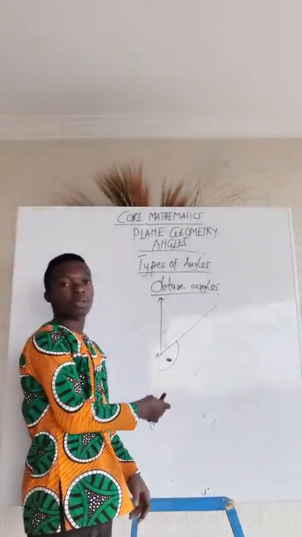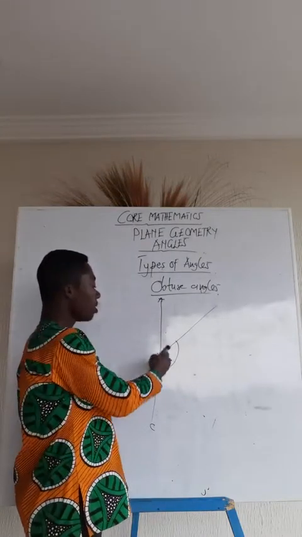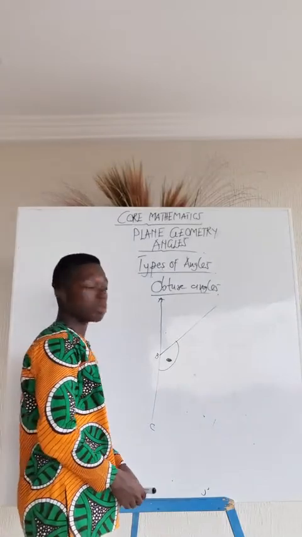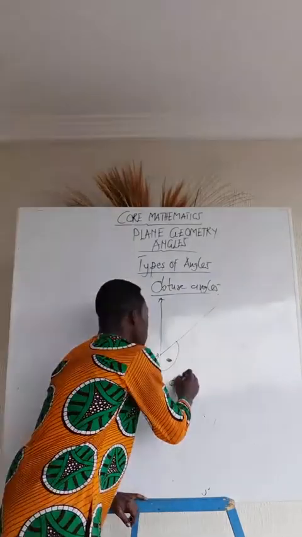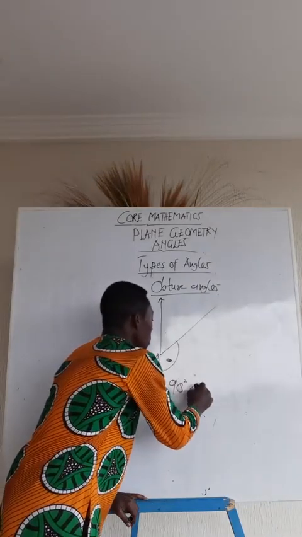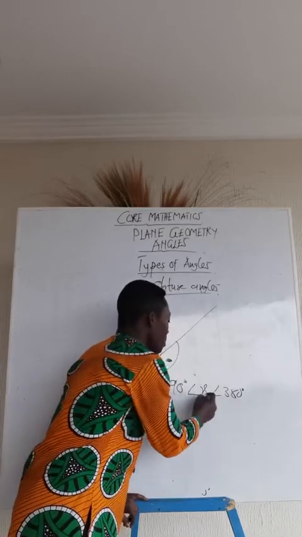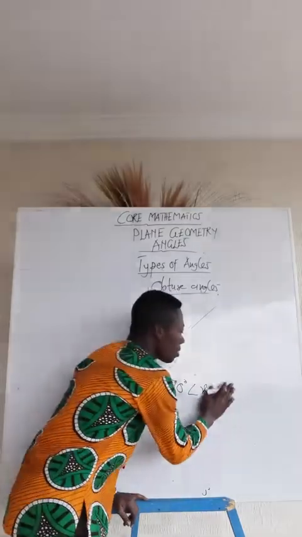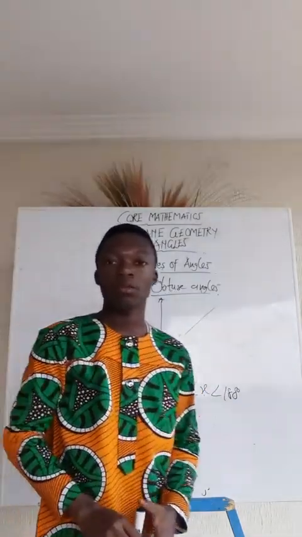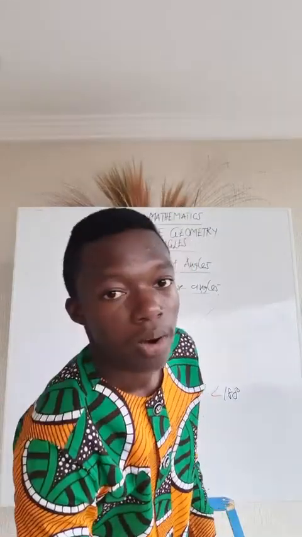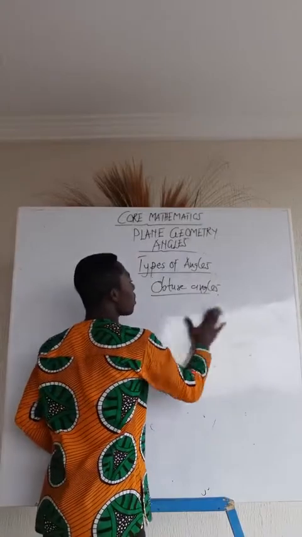That's an obtuse angle. So it's greater than 90 degrees but less than 180 degrees. In mathematical expression, I can say that 90 degrees is less than x, and x is less than 180 degrees. That's an obtuse angle.